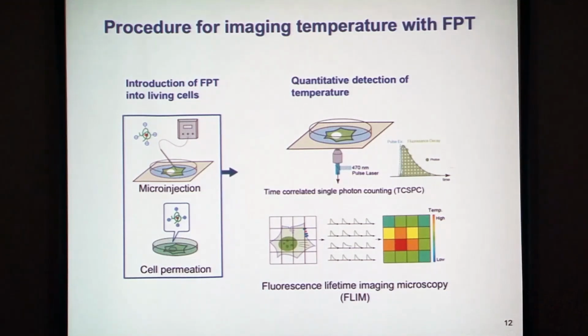So how do we image temperature using the FPT? First we introduce FPT into the living cells by either microinjection or cell permeation. By changing the chemical structure a little bit to a cationic structure, this molecule goes into the cell membrane immediately by co-culturing. And then we measured the fluorescence lifetime using TCSPC.